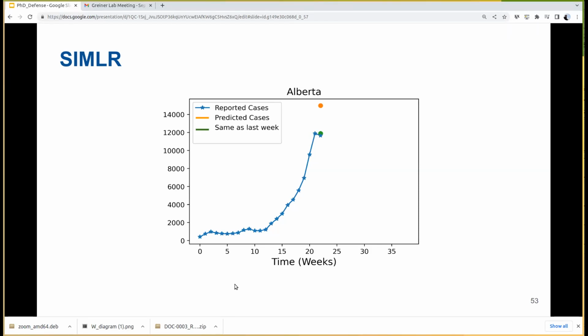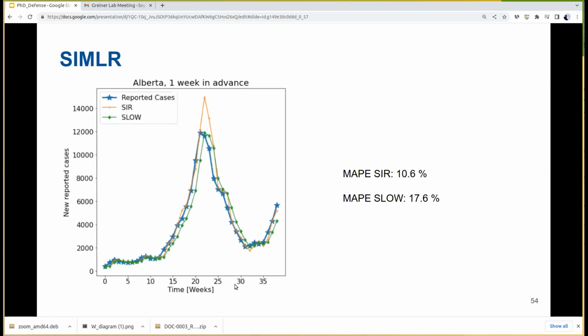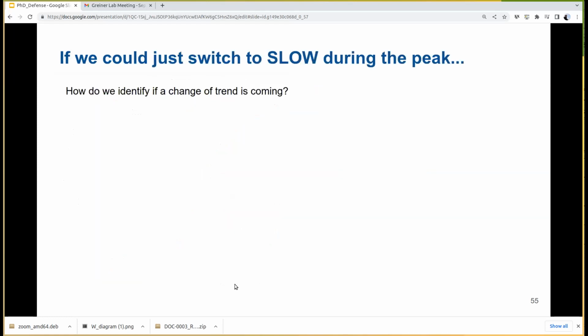So when we make the predictions on the entire year, we see something like this. The blue line is the actual ground truth. The green model is predicting the same as the last observed week. This is why we call it slow. So we predict that the next week is whatever we saw in the current week. And the orange one is the SIR model that changes over time. So we can see that we have a horrible peak here. And why is this happening? Well, it happened because there is a change of trend.